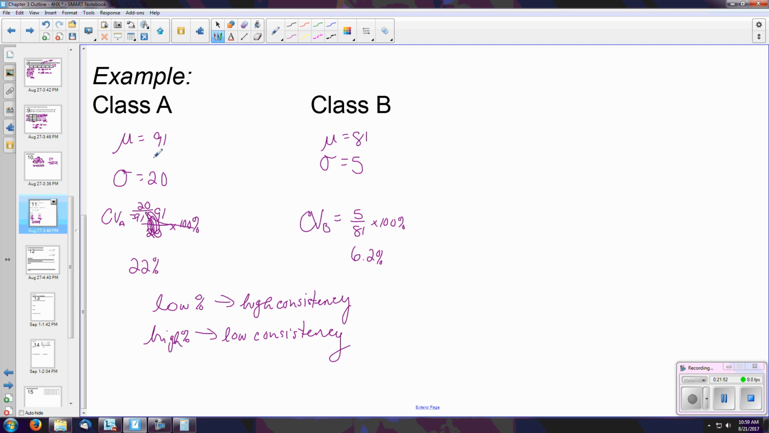So that's not the only thing we learn, but it is one of the things that we learn. Now, this concludes our section on measures of variation. In our next video, we will explore measures of relative standing.